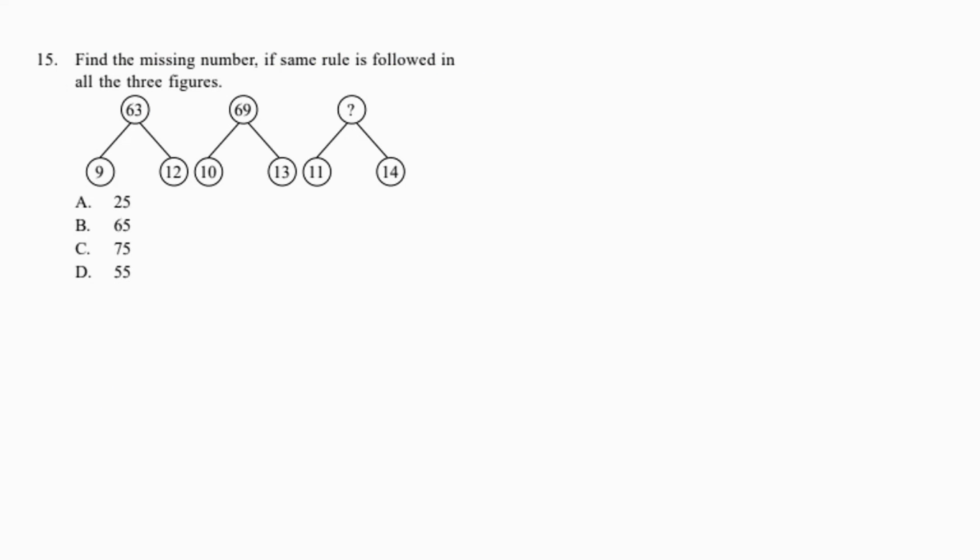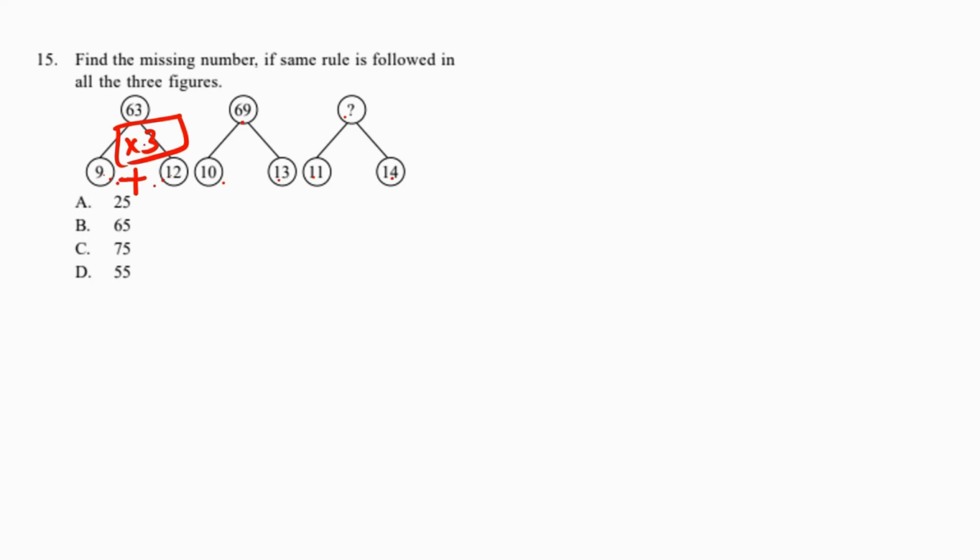Question number 15 is again a number pattern that we need to find out. 63, 9, and 12. 69 is broken with 10, 13. 11 and 14, what would be the result? So basically over here, the result is adding the bottom 2 and then multiplying by 3.